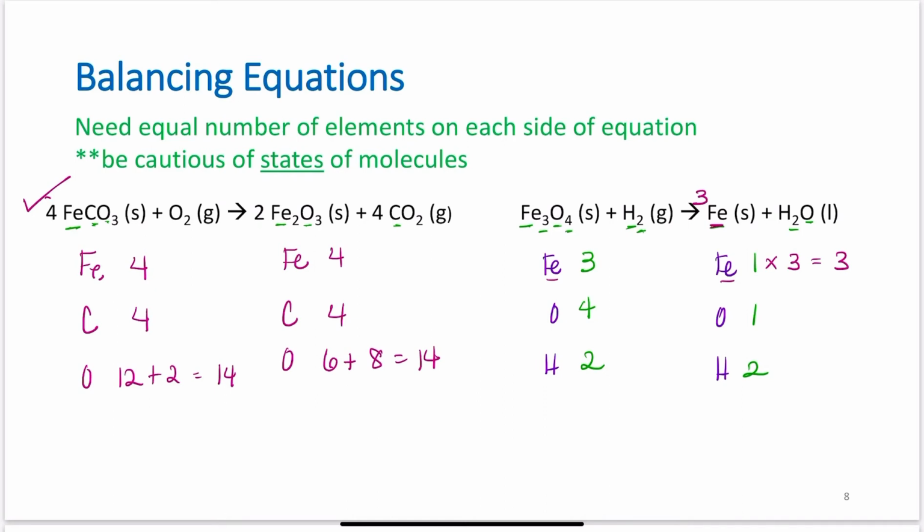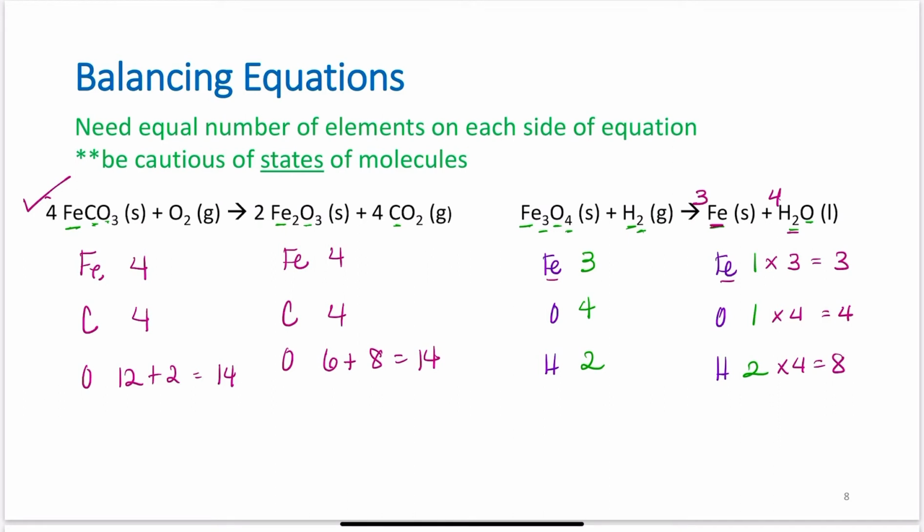Next, I look at oxygen. I have 4 on my reactant side and only 1 on my product side. So I'm going to multiply this by 4 by putting a coefficient of 4 in front of my water. Now my oxygens are balanced. But that messed up my hydrogens. Now I have 8 hydrogens over here.